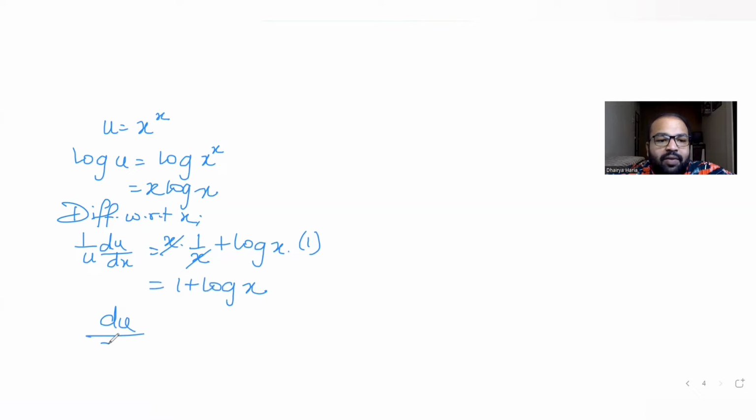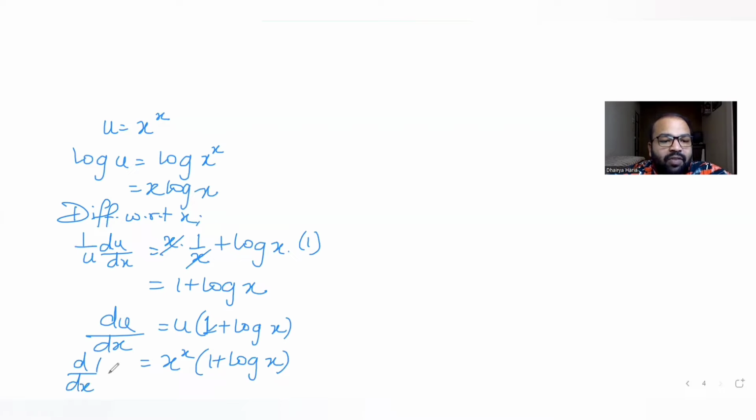Now the derivative of u with respect to x is u into (1 plus log x). I can resubstitute u as x^x, that is x^x into (1 plus log x), and this becomes the derivative of the function we needed to find out. So the derivative of x^x is x^x into (1 plus log x). So I have already got one derivative.